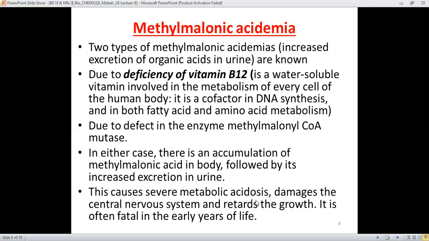defective, and it causes many impairments in the growth of the body, and it's often fatal in the early years of age, up to 4 or 5 years. This accumulation of the acid in the body, and later on the excretion of this organic acid in the urine in a very huge amount.